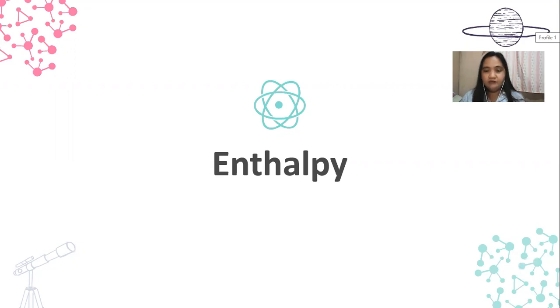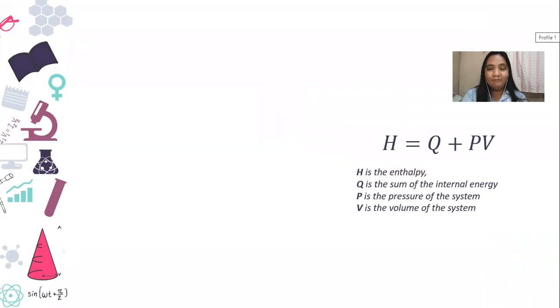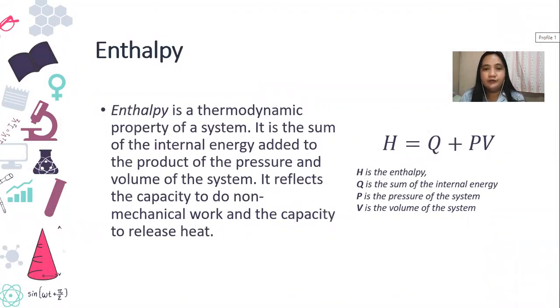So let's start with the definition. As defined, enthalpy is a thermodynamic property of a system. It is the sum of the internal energy added to the product of the pressure and volume of the system. It reflects the capacity to do non-mechanical work and the capacity to release heat. So you see a lot of terms here.